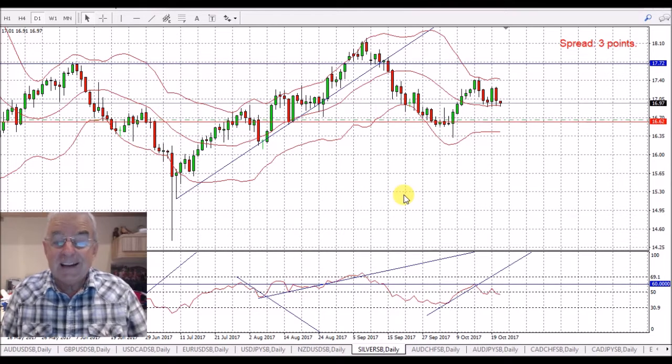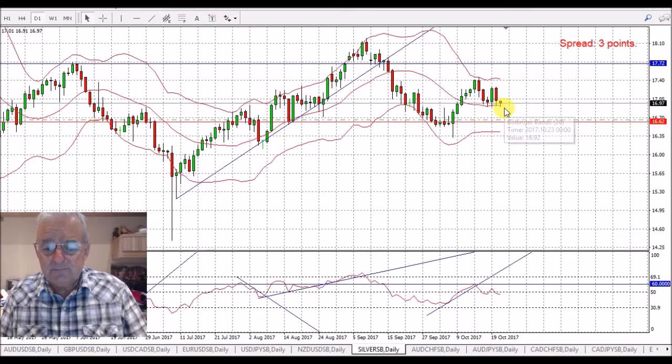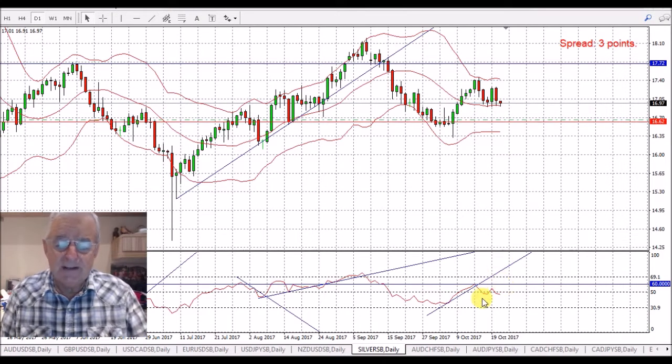Silver, again, a little bit of strength in the dollar. We've come back down onto a little touch of support. You can see it over here. This is a daily chart. We're below the 50 on the RSI. It looks bearish to me.